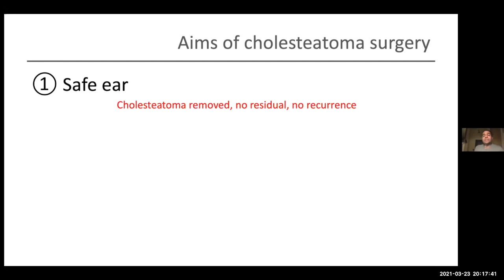And then there's recurrent disease. Recurrent disease is when the cholesteatoma forms again anew. So those are the two differences between residual disease and recurrent disease. We're aiming for a dry ear. A dry ear is obviously one that does not discharge, and that's important. Patients who have a wet ear really hate it, and it gives poor quality of life.